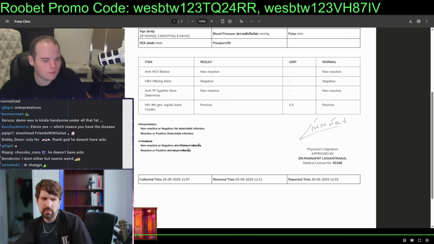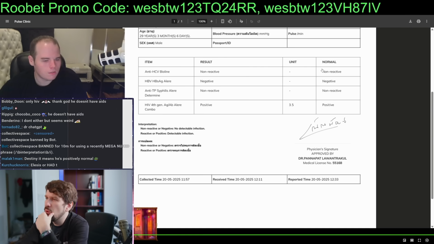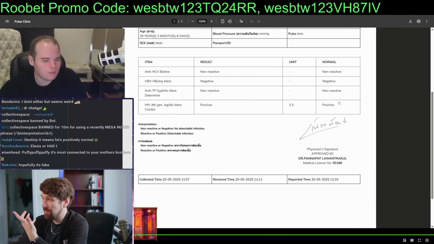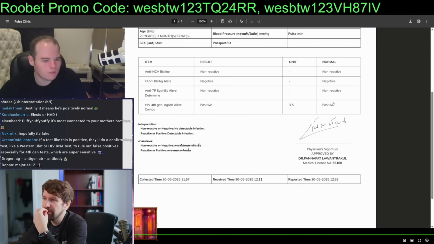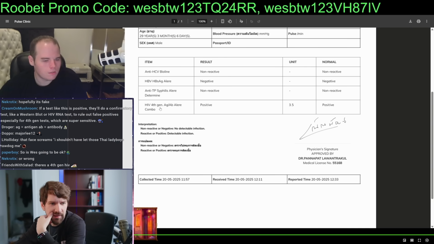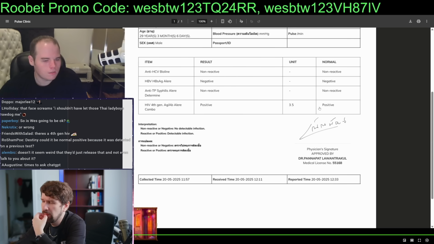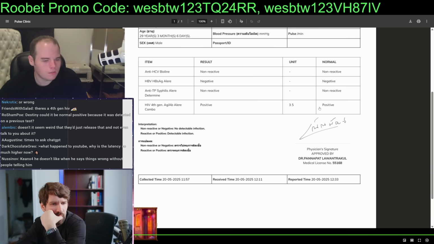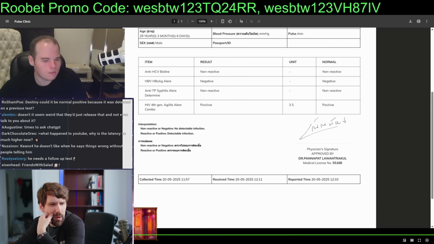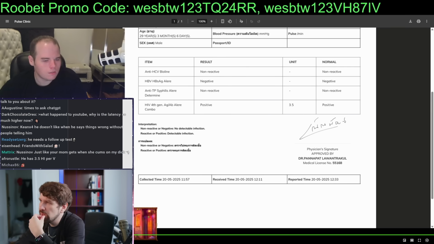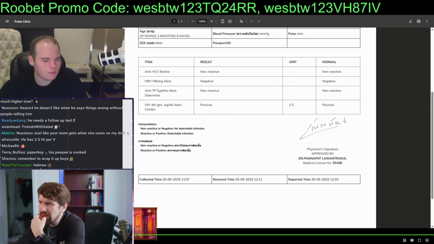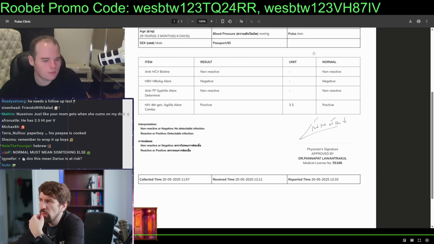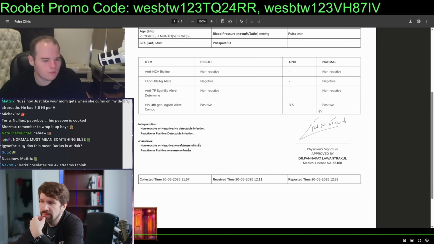Did your tests not look like this? Yeah, but you would expect here normal would be non-reactive. That's what I would imagine. Or negative. You wouldn't test positive for having the antibodies for HIV. So I don't know why under normal it says positive. Could it be normal positive because it was detected on a previous test? I don't believe so. I think that normal here usually just tells you what the expectation of the test is if you don't have an infection.